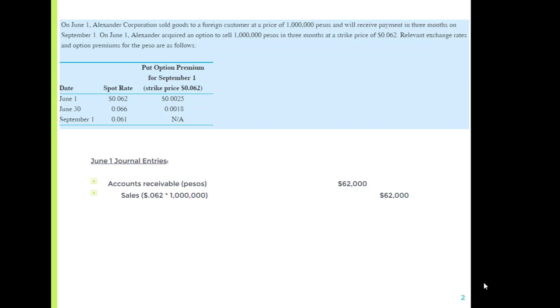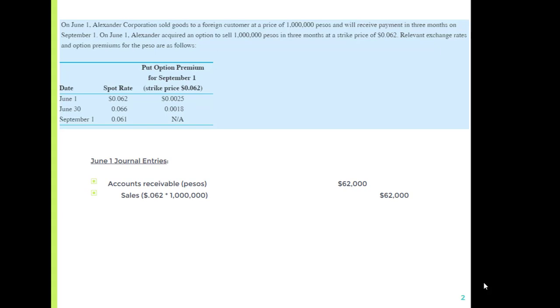We enclose the word pesos in parentheses as a reminder that the account receivable represents the future collection of 1 million foreign currency units, in this case pesos. And of course, that has to be reported in US dollars for the reason I just explained. That takes care of the export sale journal entry.